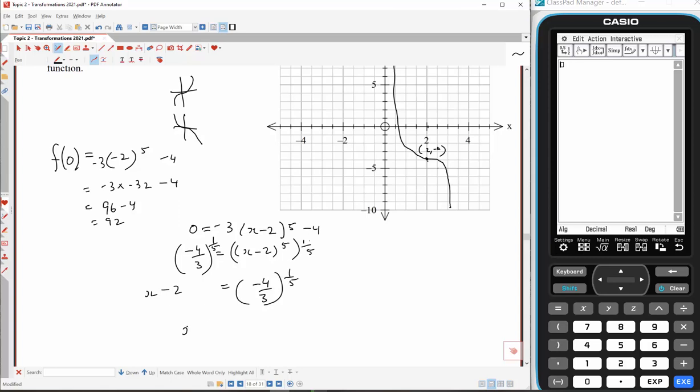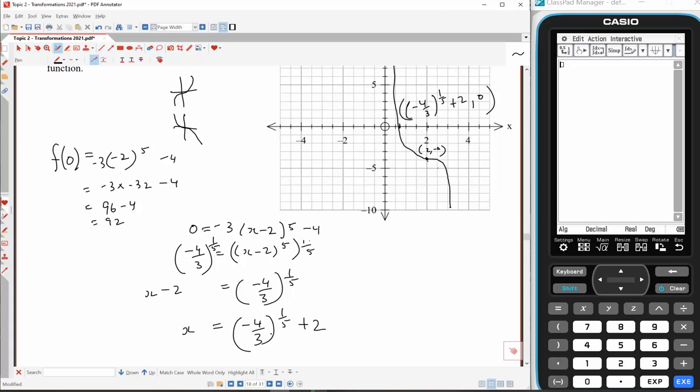I'm going to add 2 to both sides. x is equal to (-4/3)^(1/5) + 2. Now, what does that number equal? Well, because my x-intercept is here, I just know that that's the number. So I'm going to mark it in there as ((-4/3)^(1/5) + 2, 0), and that's the coordinates of the x-axis intercept. So if this is 1, this is 0.5, that's roughly 0.7.